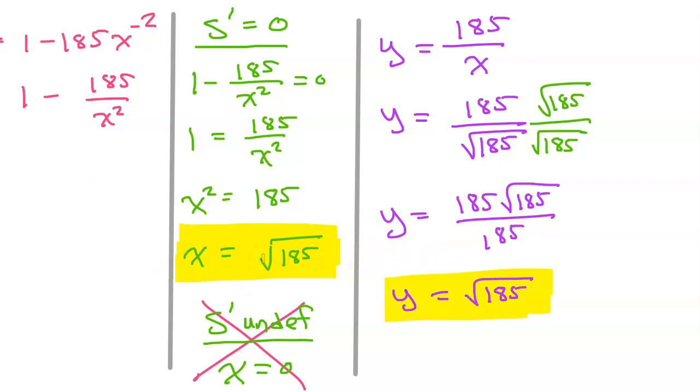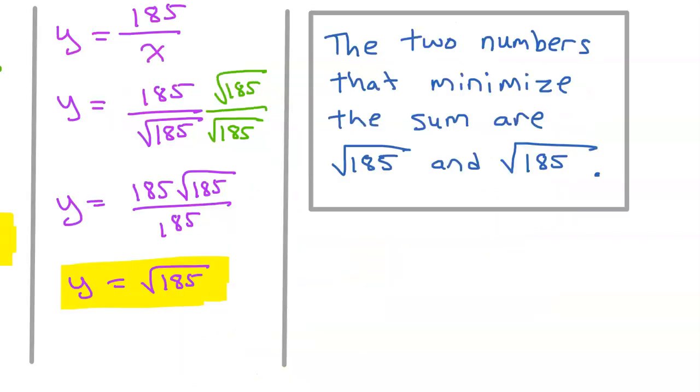So these are the values that will minimize the sum. But for an AP Calculus class, you should always write your answers in a complete sentence. The two numbers that minimize the sum are radical 185 and radical 185.